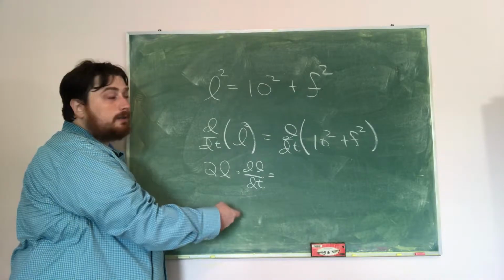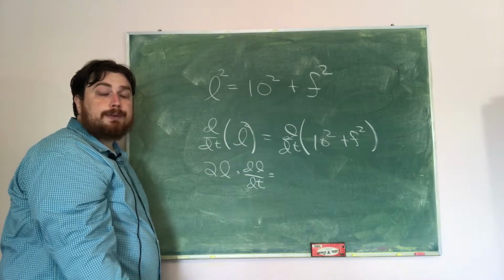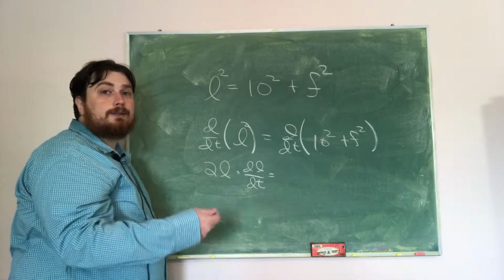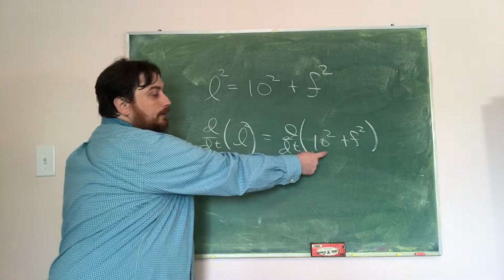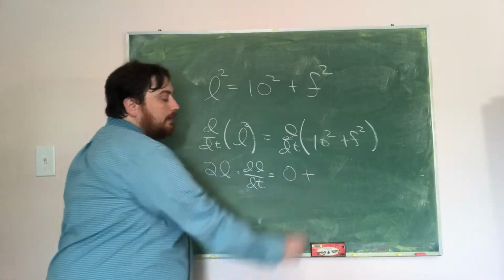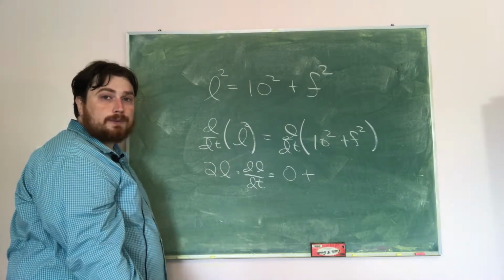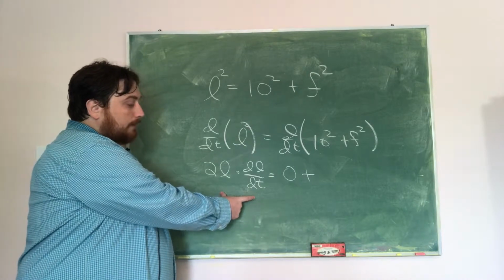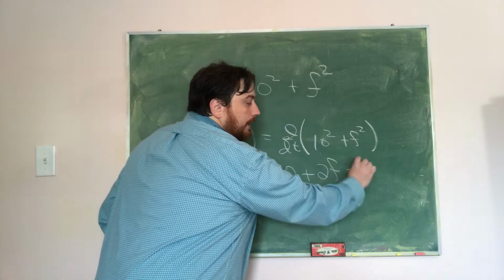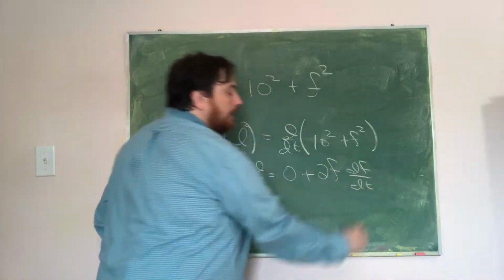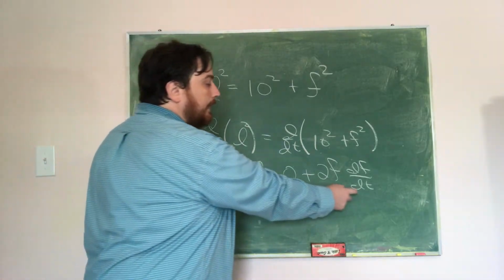Now as we continue on, if we look at the right hand side, the derivative of 10 squared is, well, notice 10 is constant, 10 squared is 100, which is constant. So the derivative of the constant is 0. So the derivative of 10 squared is just 0. And then I have to take the derivative of F squared. Now F is also a function of time. So using the same process we used here, the derivative of F squared is just 2F dF/dt. And so what we end up with is that L dL/dt is 2F dF/dt.